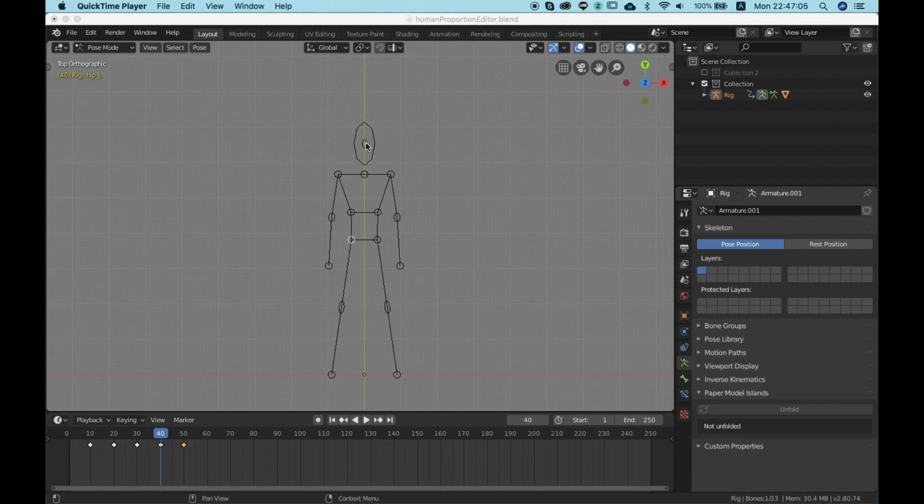Today, I would like to talk about a recent experiment of mine. What I created here is basically a tool that helps you explore various proportions and silhouettes for characters.